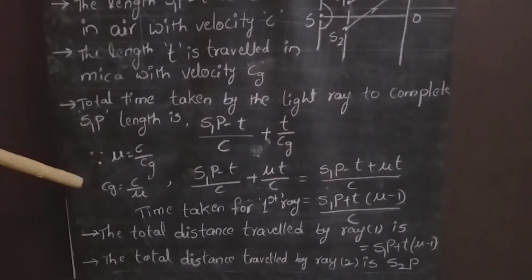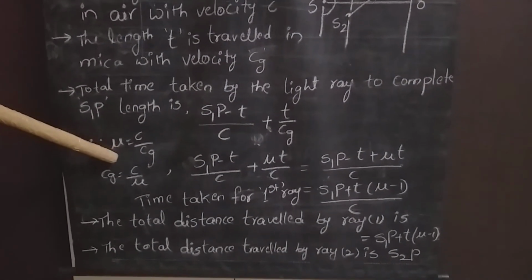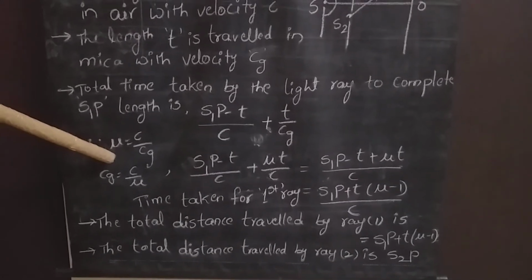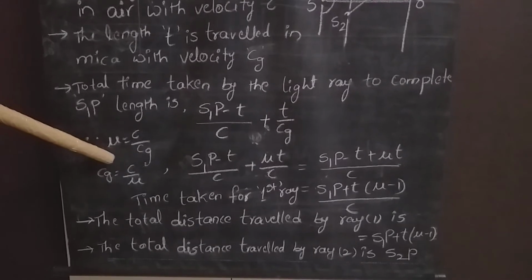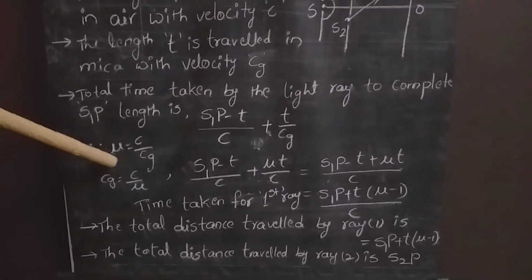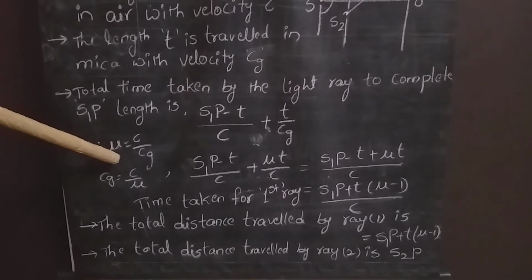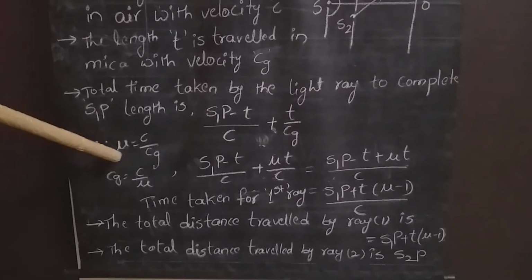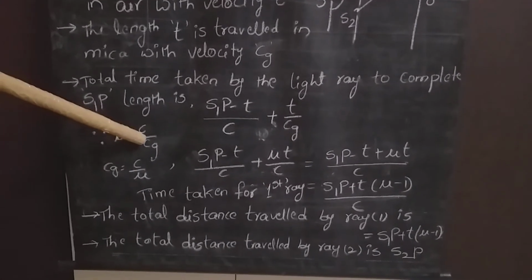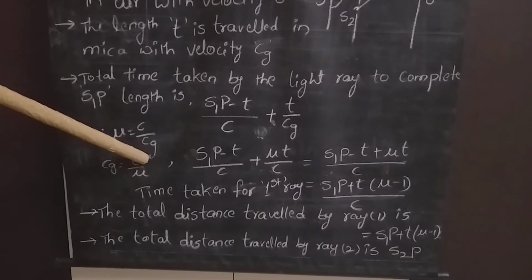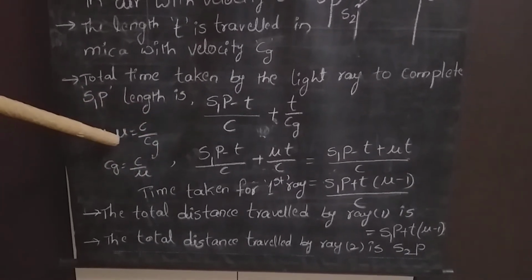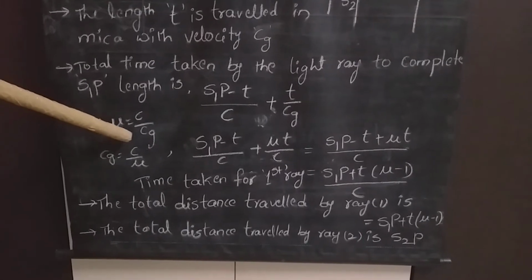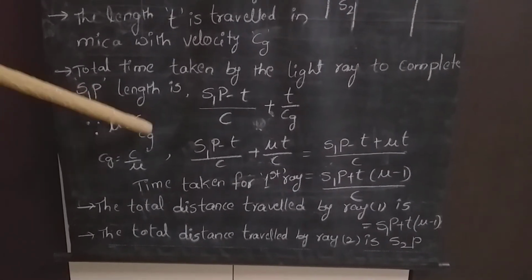Now, coming to the definition of refractive index. What is mu? Mu is nothing but the refractive index of the mica sheet. For refractive index, we have one definition: the ratio of the velocity of light in vacuum to the velocity of light in the medium will give us the refractive index of the corresponding material. Therefore, the refractive index of the mica sheet will be given by C by Cg.